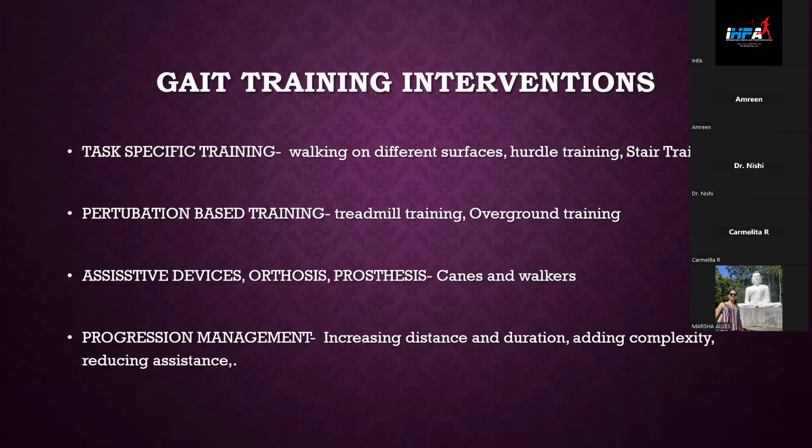Second, if it is because of any restricted joints or reduced strength, you have to focus on mobilization and improving the strength. Okay. If the gait is altered because of some muscle tightness or muscle spasm, you have to release the muscle. You have to make sure that the muscle flexibility is good and then only start with the gait training.